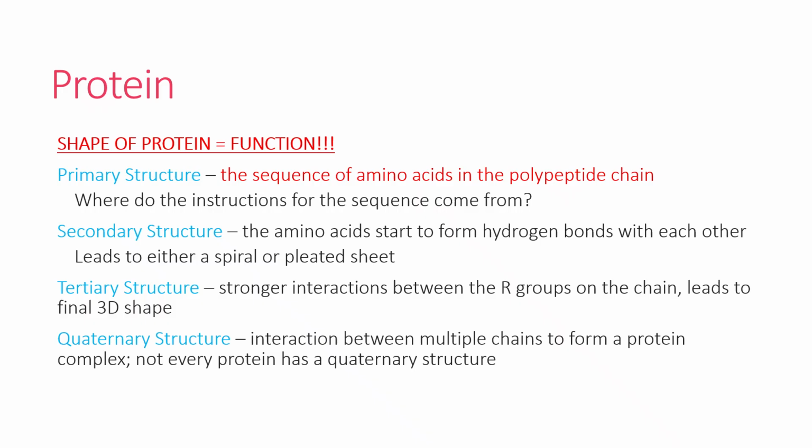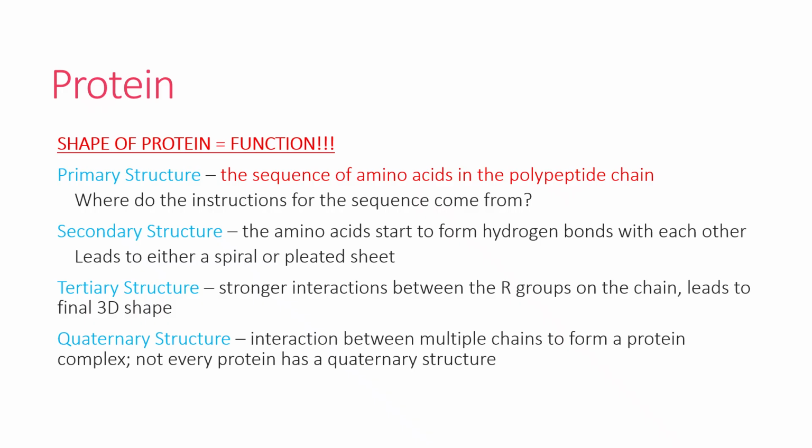So the primary structure is the sequence of amino acids in the polypeptide chain, just like we discussed on the previous slide. So we have leucine, and then right next to it is isoleucine, and then we have glycine, and so this is that sequence of amino acids. Okay, this is the primary structure. For each different protein, they're going to have a different sequence of amino acids.